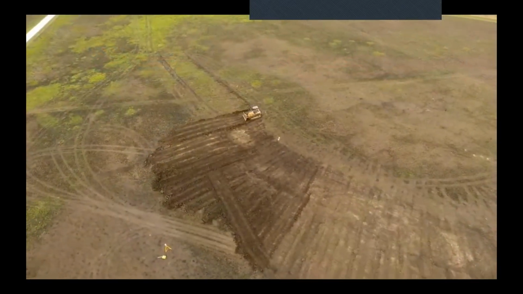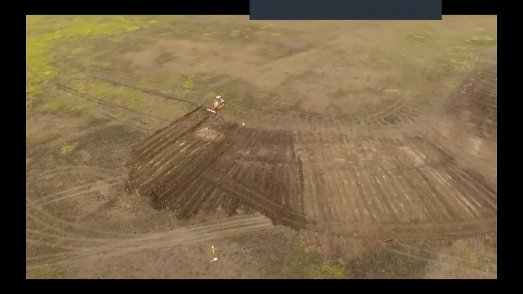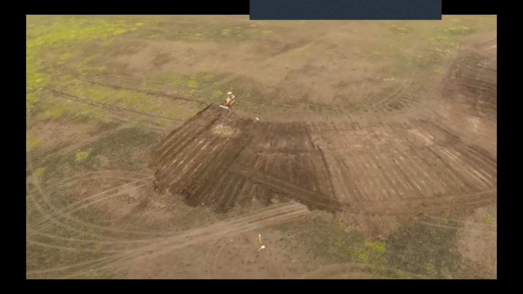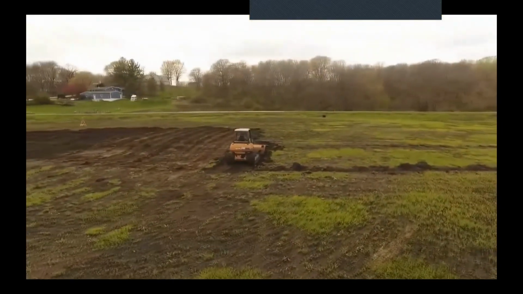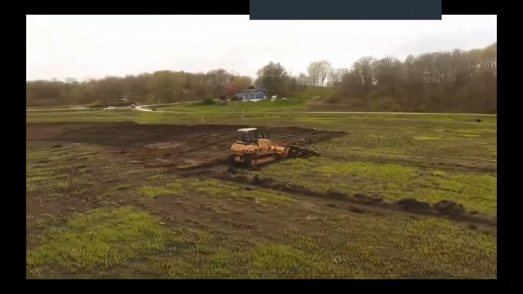Can you briefly introduce yourself to our audience and then tell everyone why you decided to restore this oxbow wetland on your property? My name is Tom Cackler. I live in Story County, north of Ames, and we bought our property.